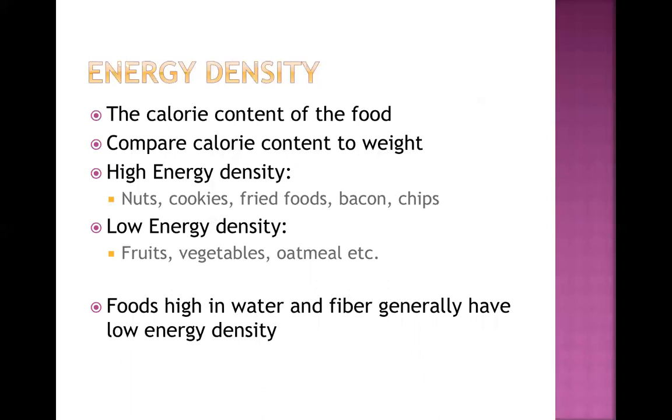Energy density. Energy density is a little bit different than nutrient density. Energy density refers to calories in the food and compares those calories in the food to how much that food weighs. So high energy dense foods are things like nuts, cookies, fried foods, bacon, and chips. That means they have a lot of calories per weight. Low energy dense foods are things like fruits, veggies, oatmeal, etc. And low energy dense foods are great because they usually have a pretty high weight but not that many calories. And so they can make us feel very full.